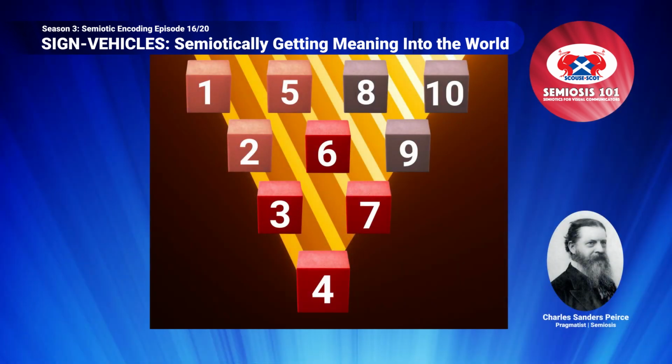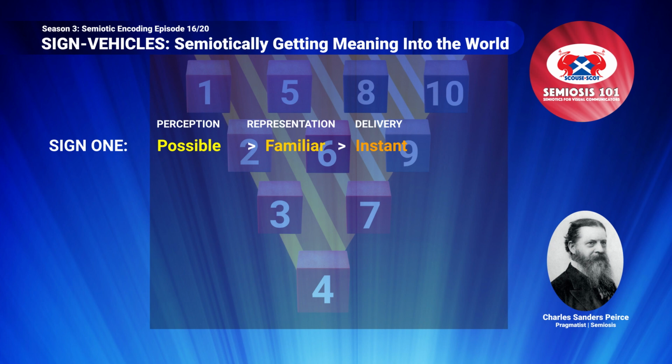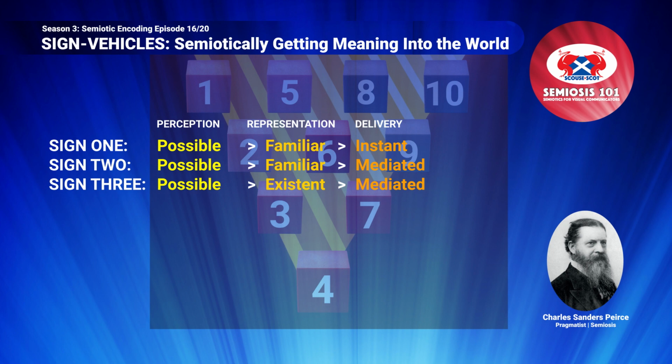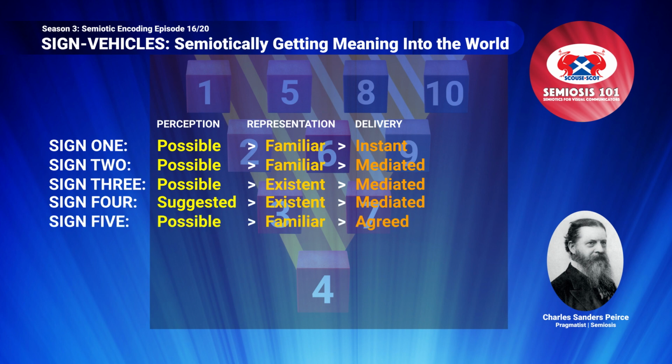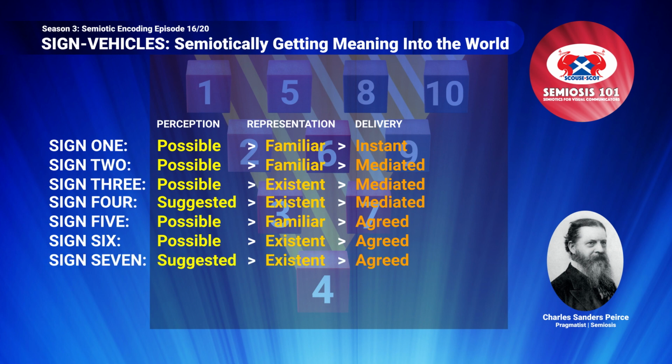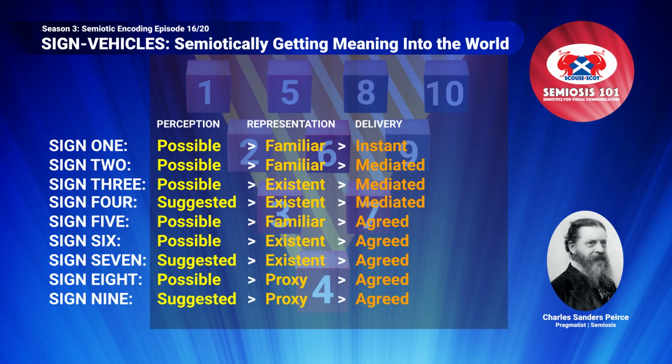In episode 3.5, I concluded with a designer-centric summary of each of Peirce's 10 semiotic sign classifications' power levels. These 10 power summaries were: sign 1, possible, familiar, instant; sign 2, possible, familiar, mediated; sign 3, possible, existent, mediated; sign 4, suggested, existent, mediated; sign 5, possible, familiar, agreed; sign 6, possible, existent, agreed; sign 7, suggested, existent, agreed; sign 8, possible, proxy, agreed; sign 9, suggested, proxy, agreed; and sign 10, resolved, proxy, agreed.